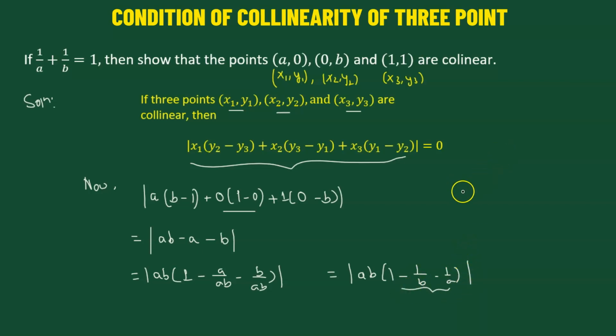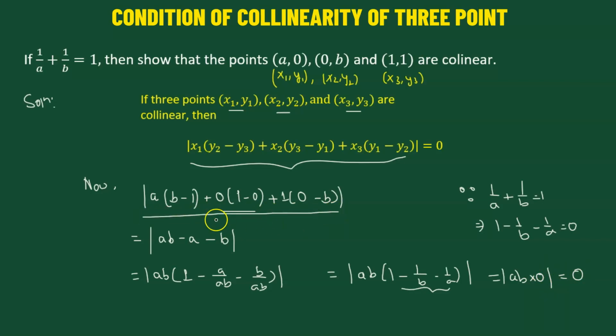Now this expression is going to go to 0. That's because we are given here that 1 over a plus 1 over b equals 1, which means that 1 minus 1 over b minus 1 over a is simply equal to 0. So we have the absolute value of ab multiplied by 0, which is equal to 0. So we're getting the condition that the absolute value of this particular expression is equal to 0. That means these 3 points are indeed collinear in nature, hence proved.